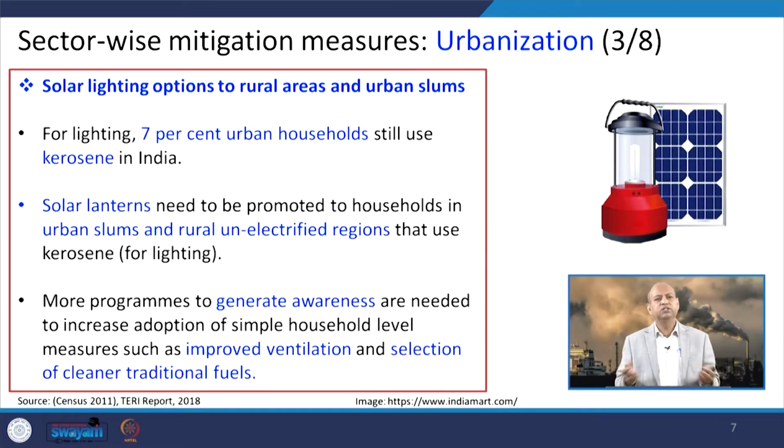But slowly this development phenomenon has gone to the rural areas also, so a lot of change has been there. Now solar lanterns are needed for households in urban slums and unelectrified regions. These solar lanterns are becoming very popular, because you can charge them during the daytime and use them at night.